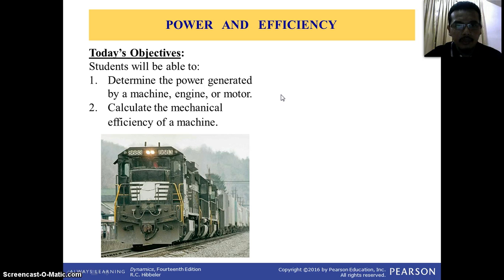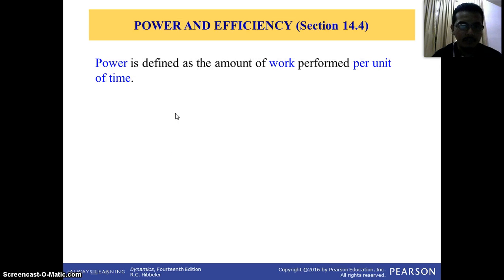Now this one is, I think, the final session for this chapter, inshallah, hopefully. So now we'll go to another topic, power and efficiency. You should be able to determine the power generated by a machine, engine or motor, and also calculate the mechanical efficiency of a machine.